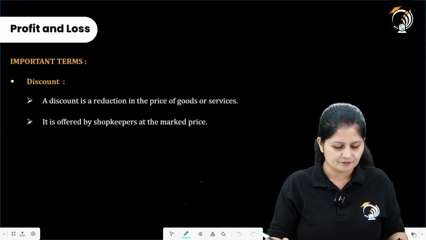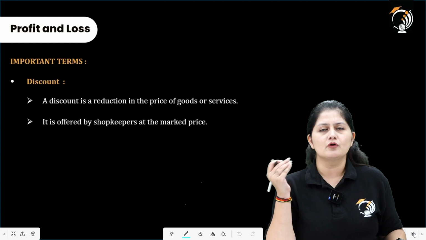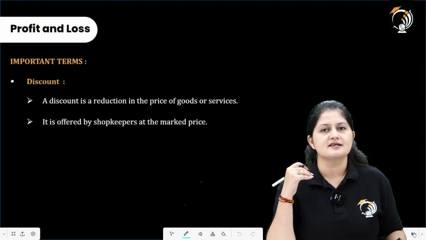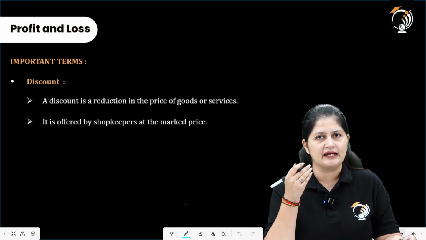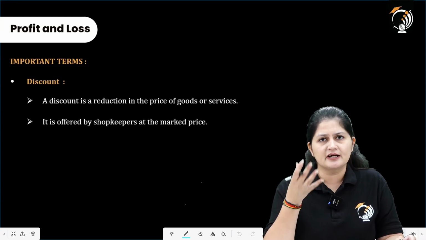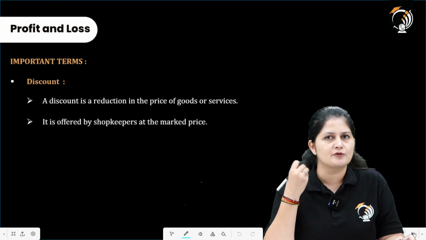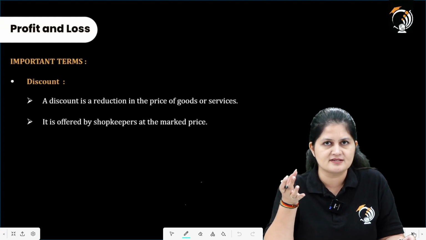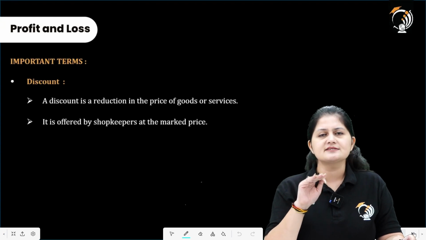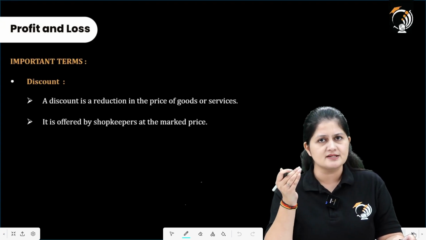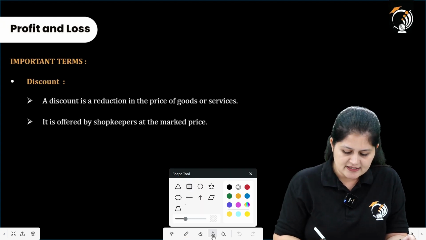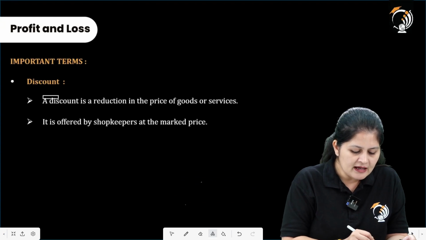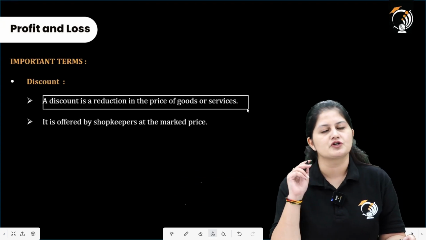Clear? Moving to some more terms that we need to understand here is discount. Whenever you go shopping or anywhere, you must have seen the term written there as 10% discount or 20% discount or 40% discount, right? So let's understand what discount is in mathematics and how we can use it in real life. So a discount is actually a reduction in the price of goods or services, right?